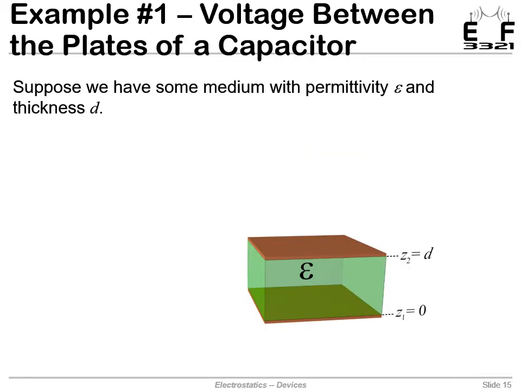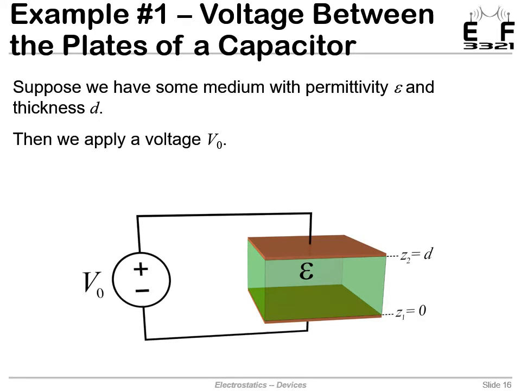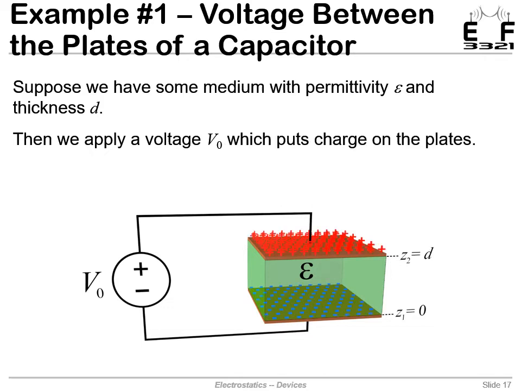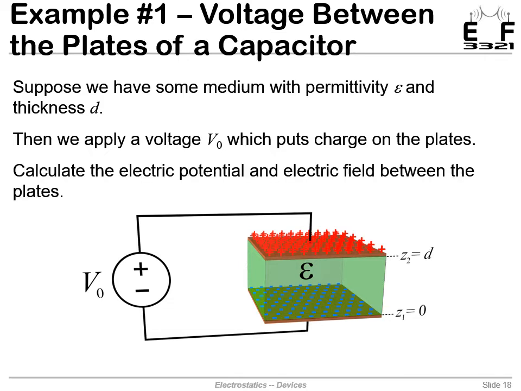Okay, let's apply this to a simple problem. So here's the setup. Let's say we have some medium with some permittivity epsilon, and we put two conductive plates on either side, and we separate them by a distance d. So the bottom plate will be located at position 0, and the top plate at position d. Then we apply a voltage. Call that voltage V0. That V0 will put charges on the plates. So our job, given all this, is to calculate the electric potential and the electric field between the plates, just in the region between the plates. That's our problem. Let's use the recipe that we just outlined to solve this.